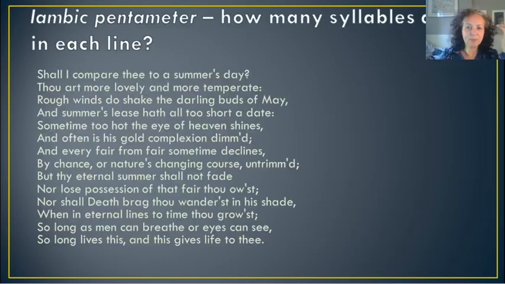So moving on, we're going to look at this particular aspect of sonnet poetry, and it's quite a fancy sounding word, iambic pentameter.